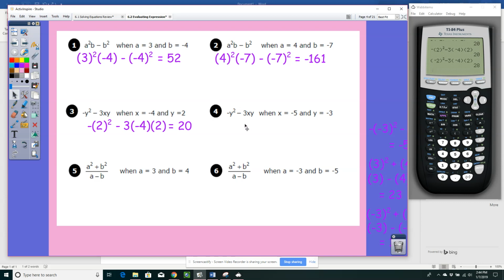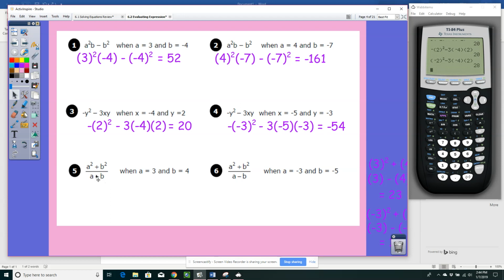All right, so number 4, again, this is the exact same expression. Now this time, my y is a -3. So the -3 goes inside the parentheses, but I still have this negative outside. So just keep track of everything. And here you would get a -54.